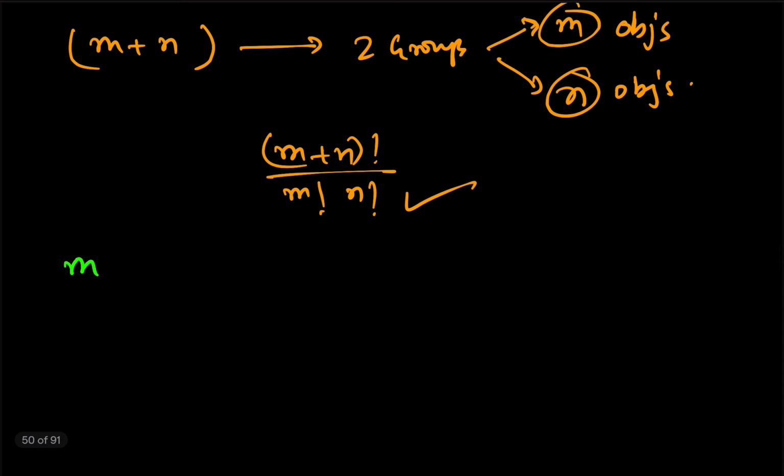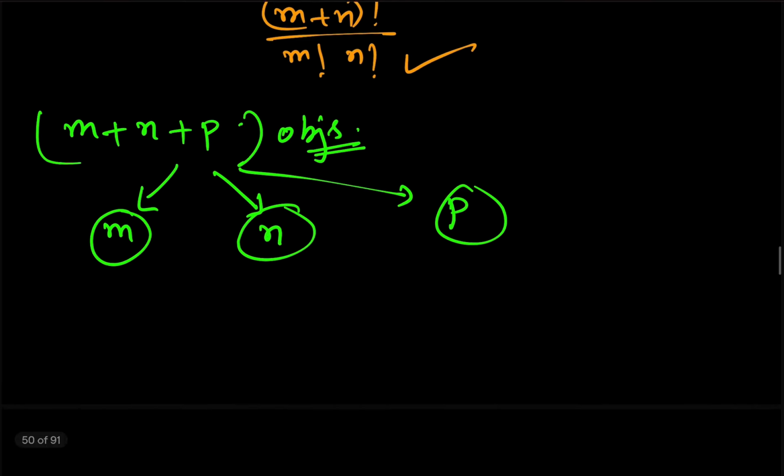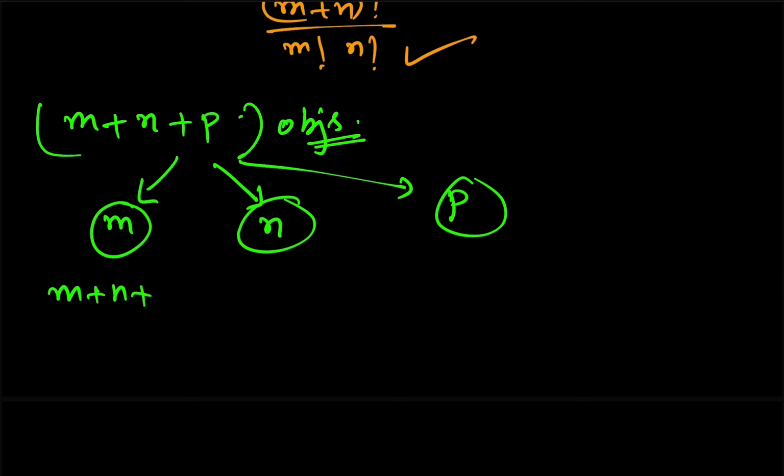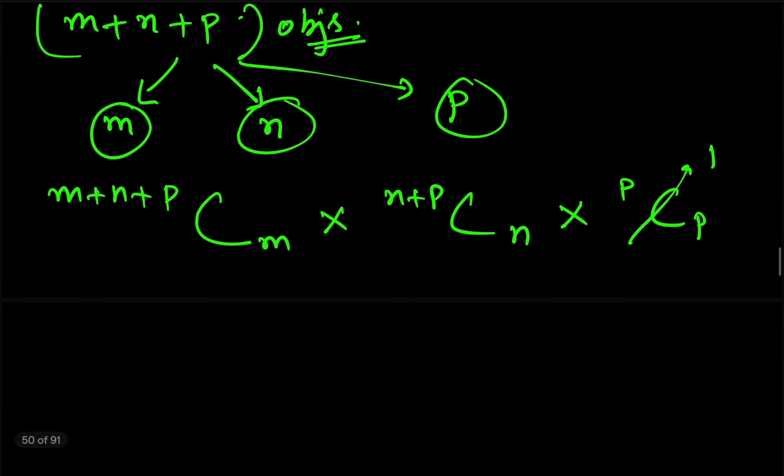Suppose m, n and p, this many objects are there and you have to group them into three groups. One group has m objects, one has n objects, and the other has p objects. Similarly, we will first select m objects from m+n+p, so m objects are selected and n+p objects are left. Then you select n objects further, and at last you are left with only p objects. So this is 1.